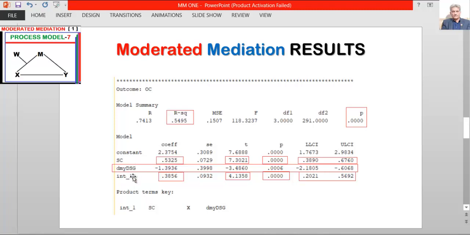So these three variables have been used to explain or predict organizational culture, and we can see in the results that the p-value is far less than 0.05, so it is significant. R square is 0.5495. Around 55% of change in OC is coming because of these three variables.